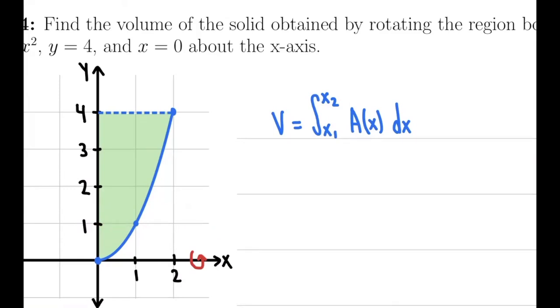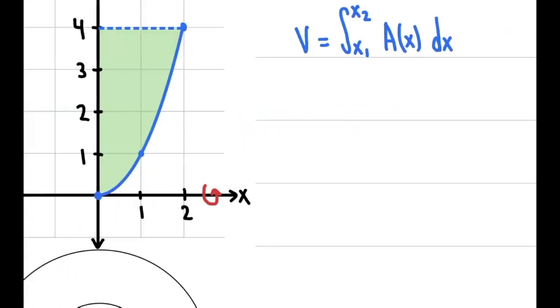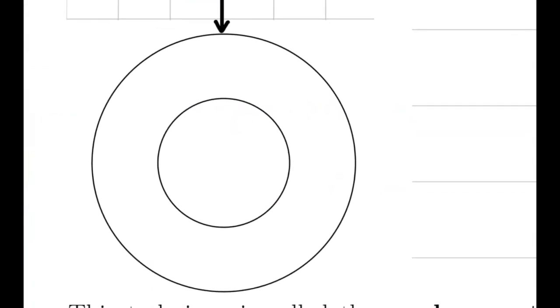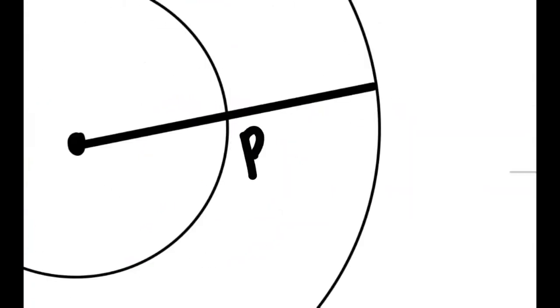Absolutely. So we need the area function. We need to find the area of washers in general. So this is a washer right here. Like I said, it's like a disk with a hole in it. It's just a circle minus a smaller circle. So let's say the radius of the outer circle is capital R of x.